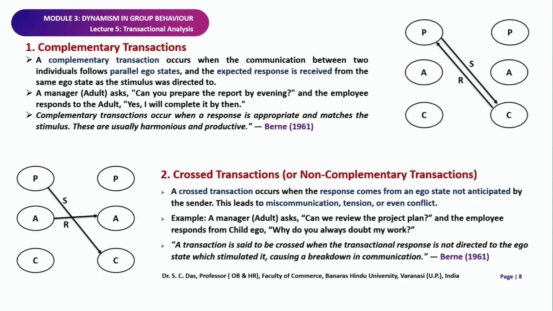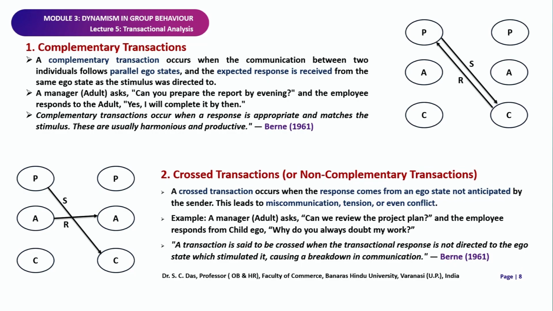And this is the parent, adult, child. I think this is very rare. You may find that when you communicate, you may have parallel ego states, but it does not often happen. Understanding ego is also one of the great qualities of a good leader, good HR officials, or people leaders, those who are directing the people. A complementary transaction example: a manager, adult, asks, can you prepare a report by evening? And the employee responds as an adult, yes, I will complete it by then.